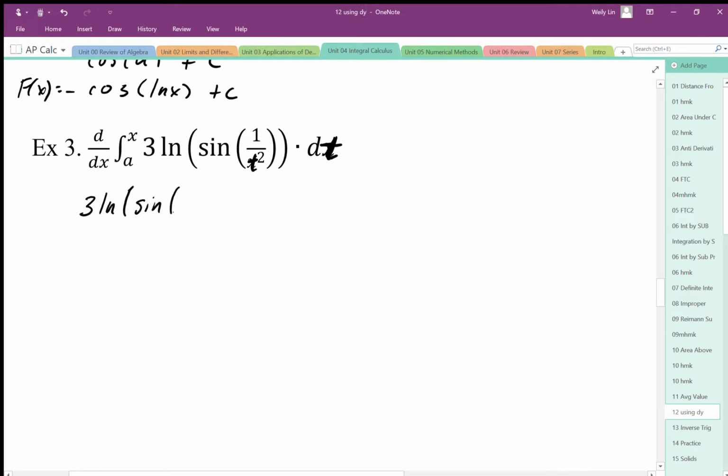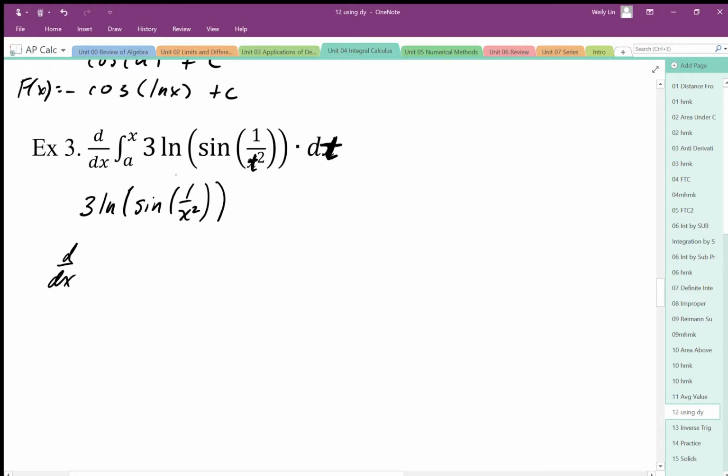So that's what it's going to look like. We're going to end up with 1 over x squared, embedded in the log. So the derivative of the antiderivative undoes itself. This is the fundamental theorem of calculus. We can kind of show this in this way.